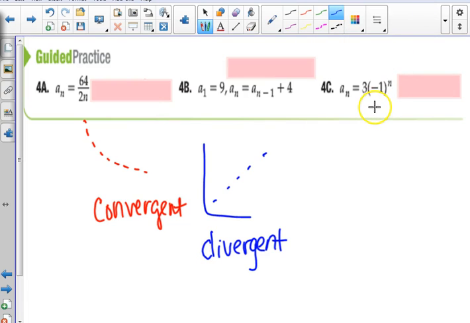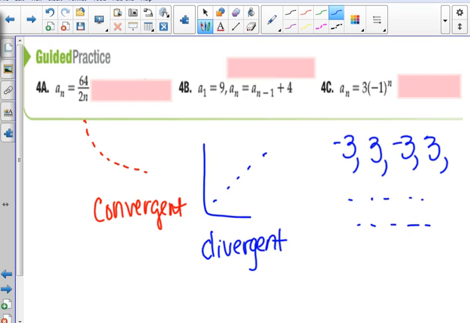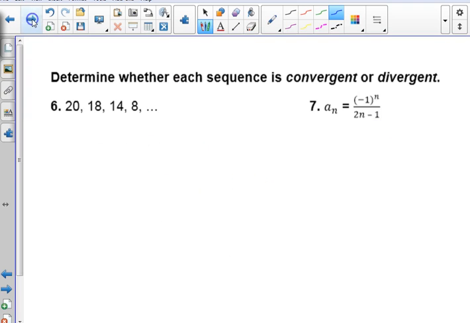All right, we have one more. 3 to the negative 1n. Well, I can generate the sequence for you. You put in a 1, you get out a negative 3. If you put in a 2, you get out a positive 3. If you put in a 3, you get out a negative 3. If you put in a 4, you get out a positive 3. What do you think? Divergent, because it's just jumping back and forth. Did you graph it and it gave you 2 sets of lines, 2 sets of dots like this? Everybody okay? Anybody not getting it to work? Okay, so that one is divergent.